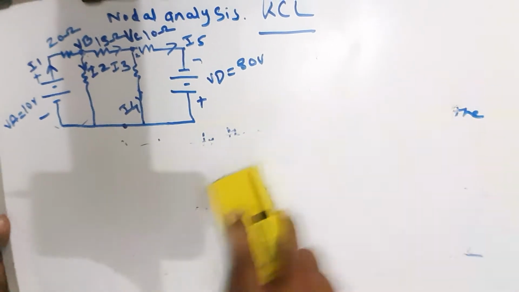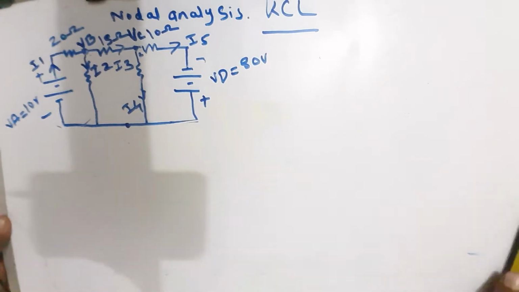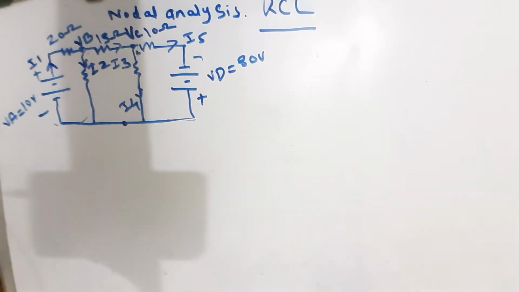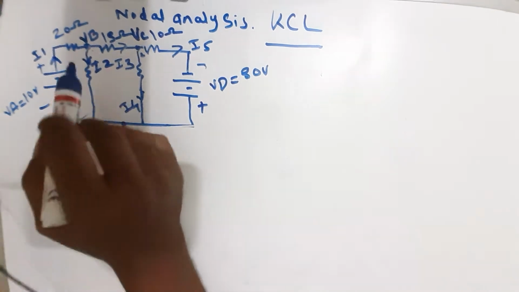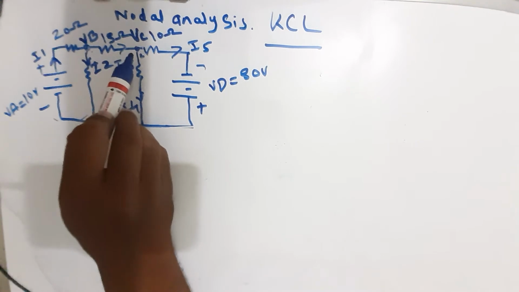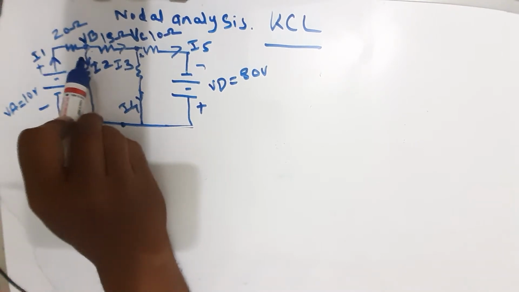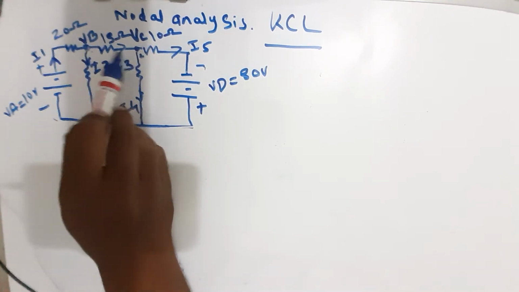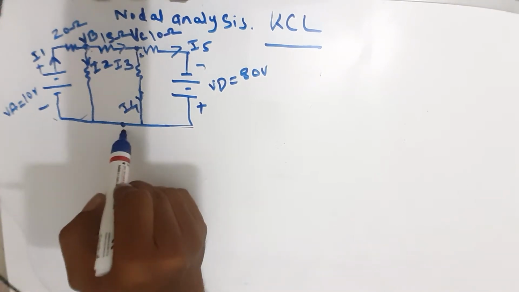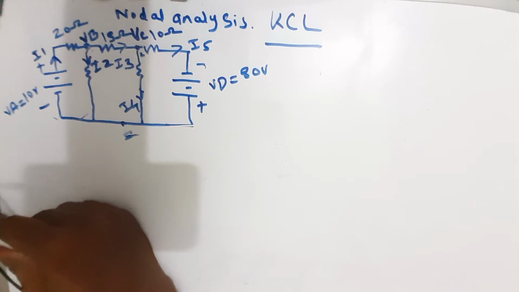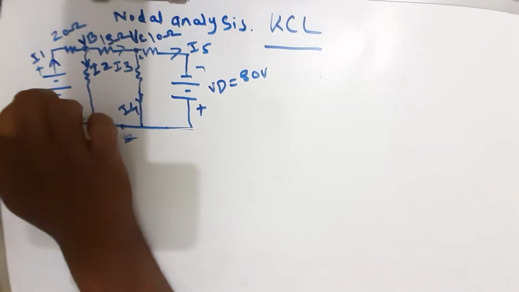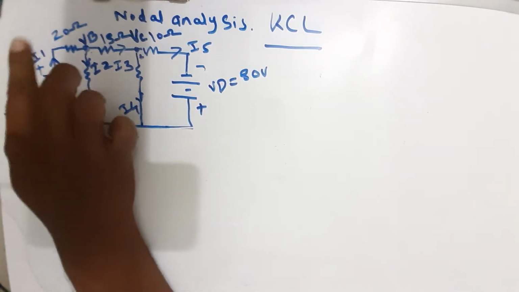So for this we will go through these steps. I have already assigned the problem, and we will go one step at a time. The first step is what? Identify the number of nodes. Two nodes are there, 1 and 2. The third node is the ground node, so its voltage will be 0. Then we have to mark the direction of currents.